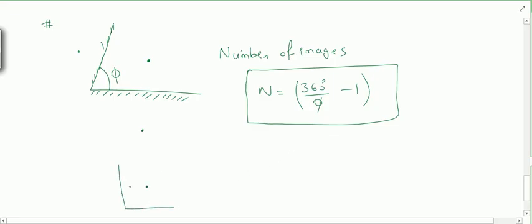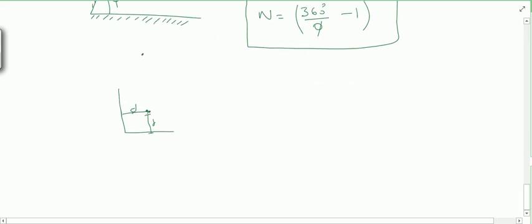Suppose they are at 90 degrees, and a charge is placed at distance d from here and distance d from here. Then how many images will it have? It will have one image like here. Suppose this charge is plus q, so it will have minus q, and due to this, here it will have minus q at the same distance d, here also the same distance d.